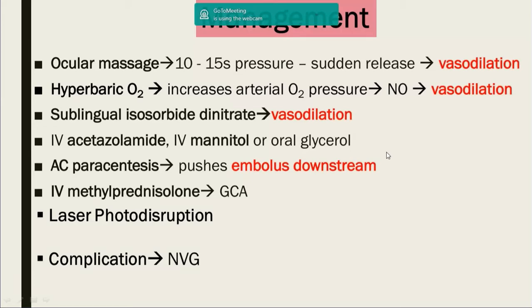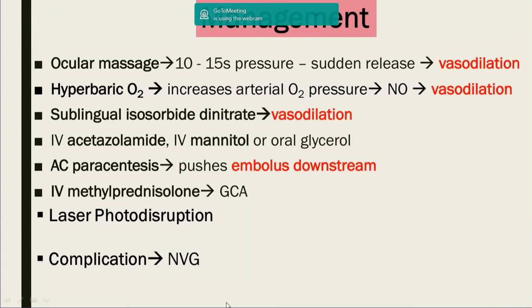If you're suspecting arteritis, which is inflammation in the arteries or the vessels, you can give steroids, which is usually given in high doses, and laser photodisruption. That is, if you see an embolus, you can attempt to do laser at that part, which will cause disruption of the embolus from that location.